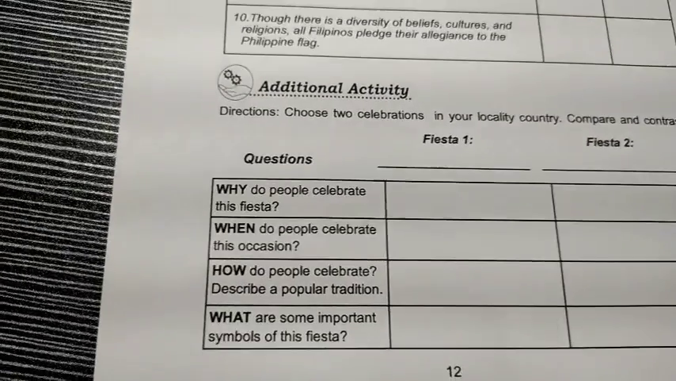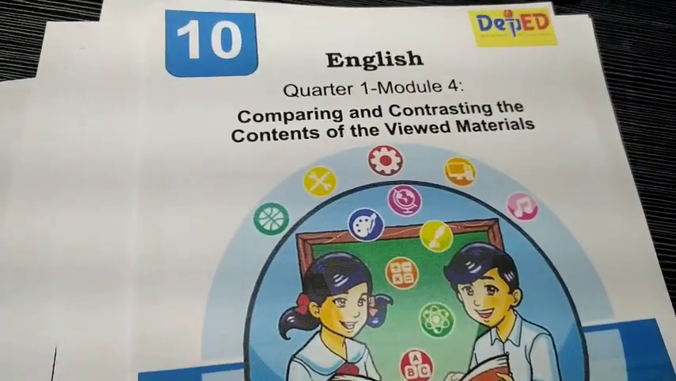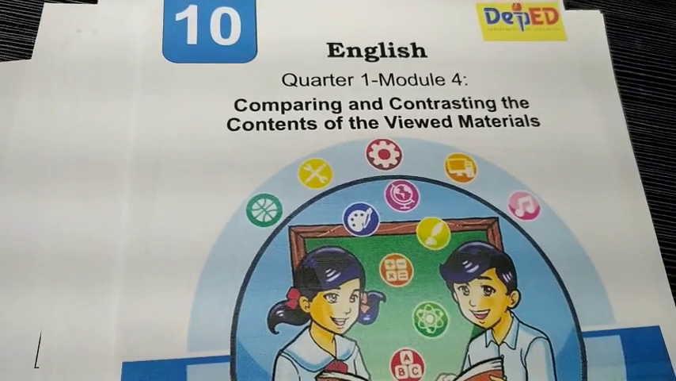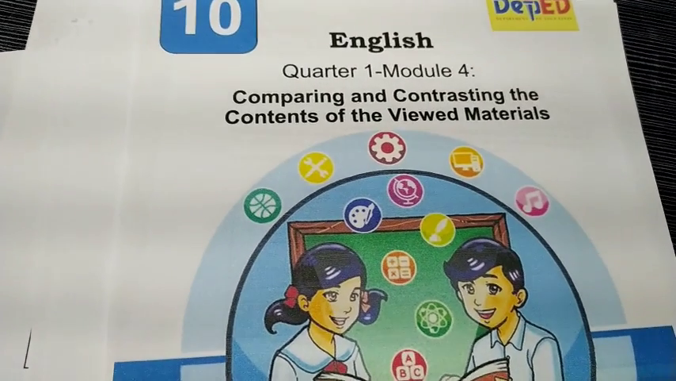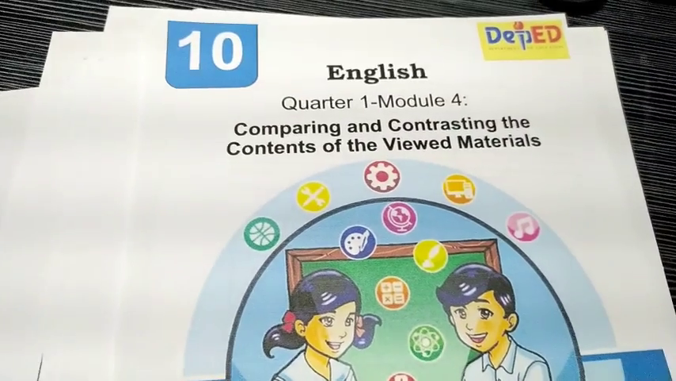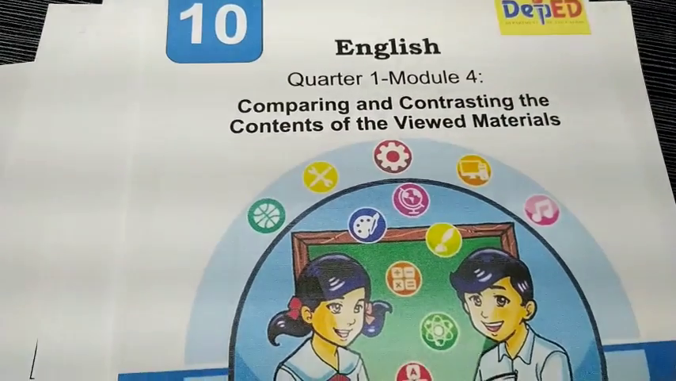So I hope you learned about our module number 4, which is all about comparing and contrasting the contents of the viewed materials. So comparing, it's for resemblances and similarities. Contrasting, we are using ideas which are opposing one another in a sentence.